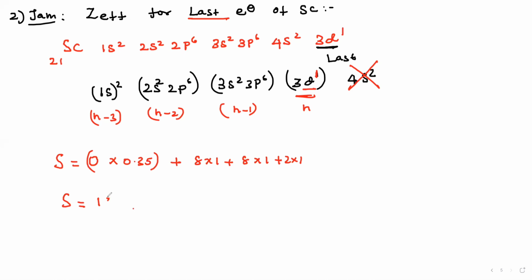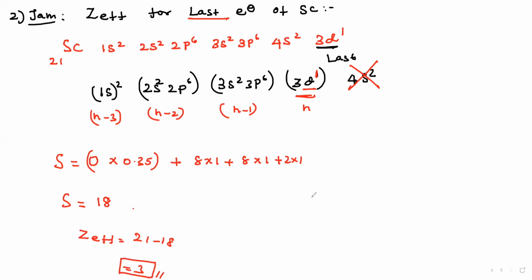Okay, the S value is 18. What is Z effective? 21 minus 18. Okay, what is the Z effective value? Around 3. You got the point? Okay, this is where you find the screening constant, followed by Z effective.